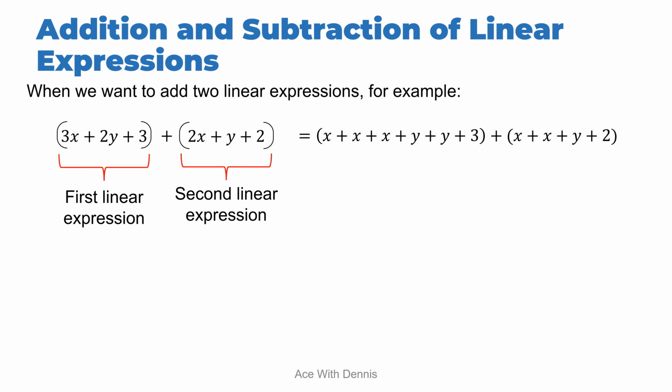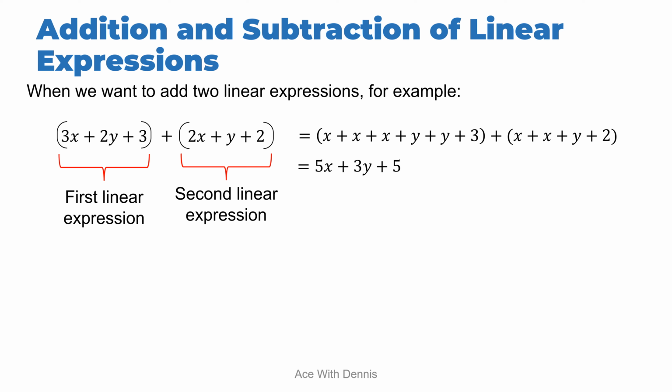So 3x means x adds itself 3 times, 2y means y adds itself 2 times. Similarly, 2x means x adds itself 2 times for the second linear expression. And from here, we can see that there are 5 x's and 3 y's. While we combine the constant terms together, we get 5. So the answer is 5x plus 3y plus 5.